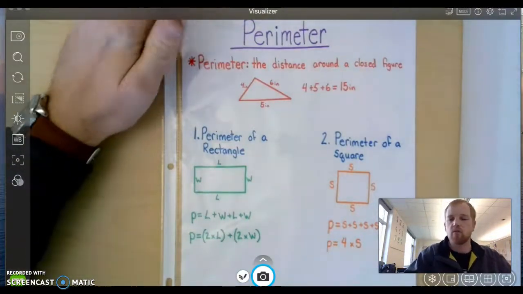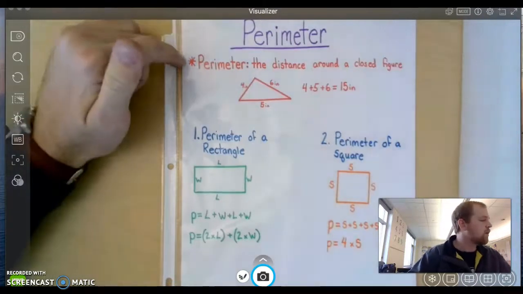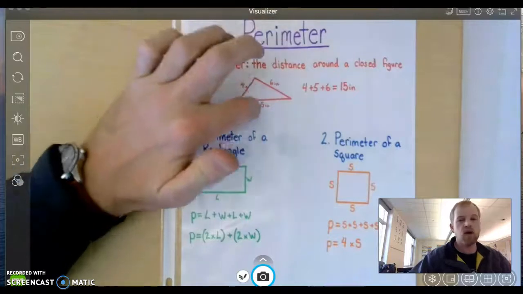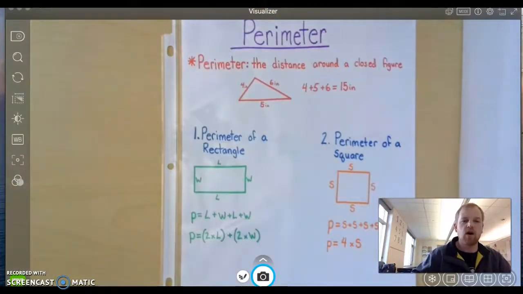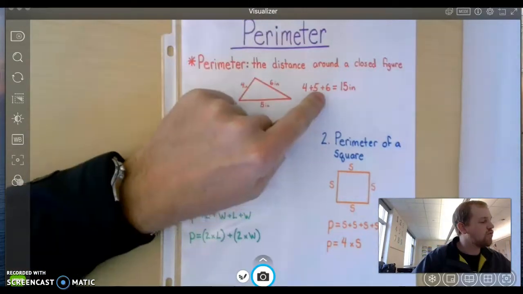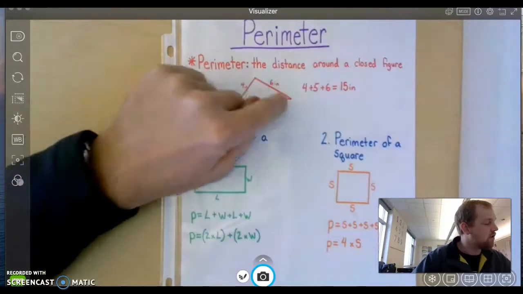So, quick refresher, remember that perimeter is what we're working on, perimeter and area. This chapter we're focused on perimeter again for today. Perimeter is the distance around a closed figure. So all the way around, you can think if you walked all the way around a shape, or if you put a fence around it, it would be that distance all the way around.